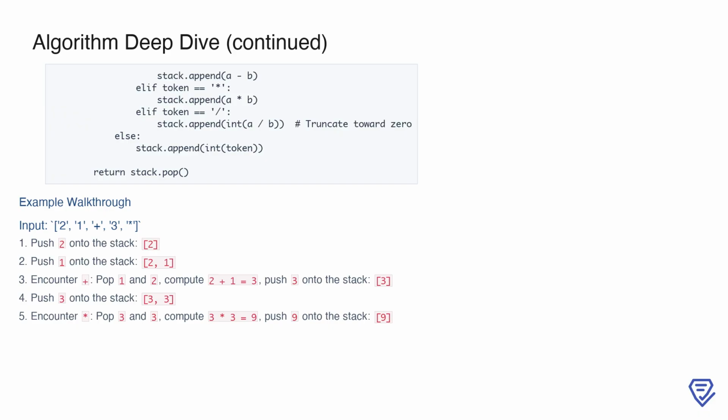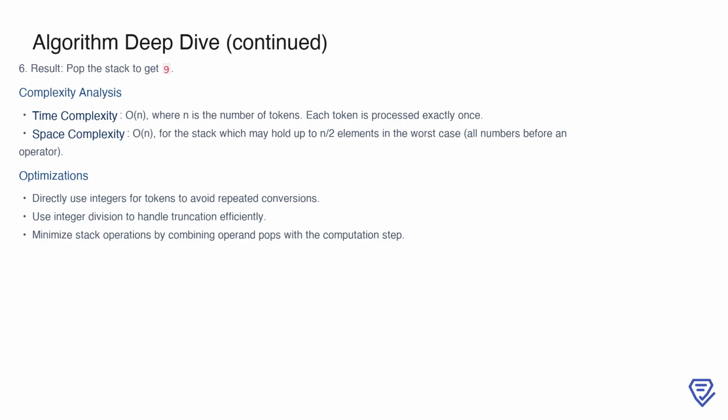To illustrate this, consider the example input 2 1 plus 3 asterisk. First, we push 2 and 1 onto the stack. When we encounter the plus operator, we pop 1 and 2, compute their sum as 3, and push 3 back onto the stack. Next, we push 3 from the input onto the stack. When the asterisk operator appears, we pop the two 3s, multiply them to get 9, and push 9 onto the stack. At the end of this process, the stack contains a single value 9, which is our final result. The final result is obtained by popping the stack, which gives us 9 for the example.